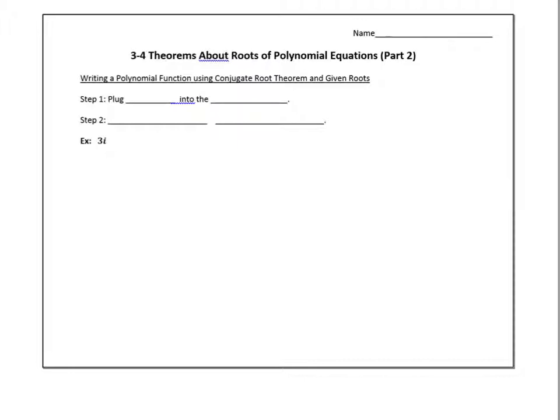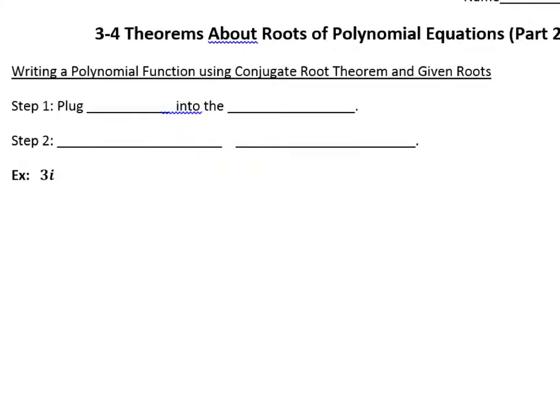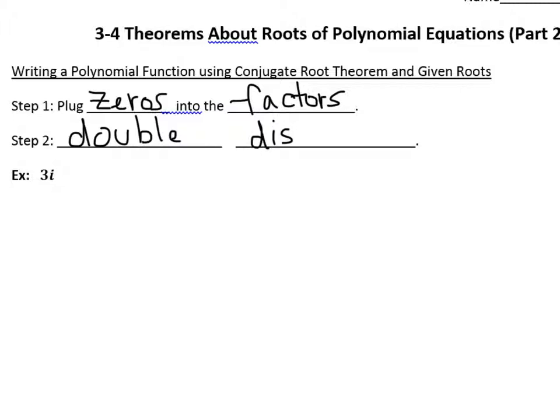We're going to wrap up 3 for today, and then tomorrow you're going to spend time in class practicing it to make sure you can get help as needed. So today we're writing a polynomial function using the conjugate root theorem, which is what we worked on yesterday, where we did in number 2 on your warm-up, and given roots in case they don't have a conjugate root. Well, the first thing we're going to do is plug the zeros into the factors. And then to get our polynomial function, we're going to take those factors and double distribute or FOIL, whichever way you prefer to say it.